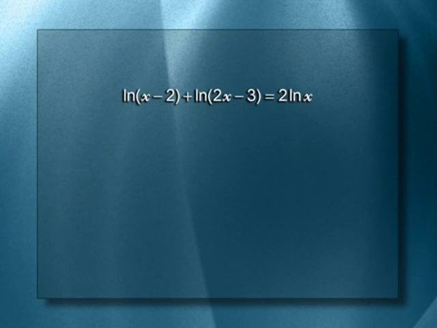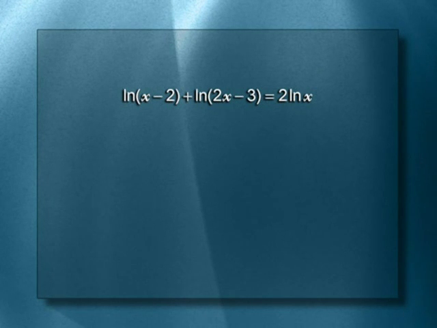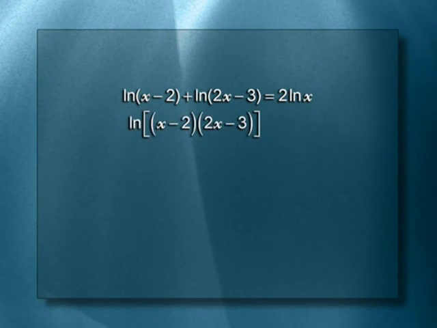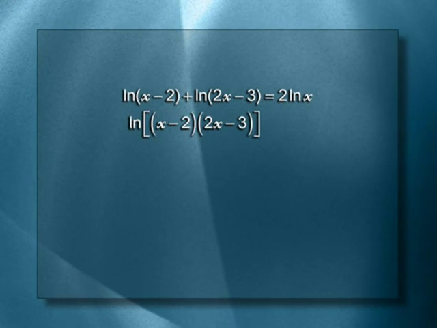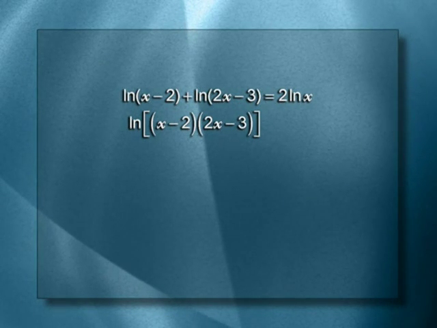The left-hand side is the sum of logarithms. And the property that we talked about last lecture is that the sum of logarithms is the log of the product. So the left-hand side simplifies to the logarithm of a product. And that product has two terms, x minus 2 times 2x minus 3. So the left-hand side looks good now. It's the log of a product. How about the right-hand side?